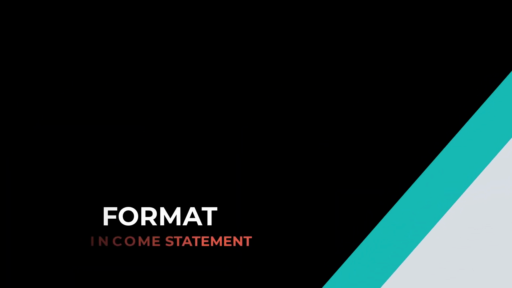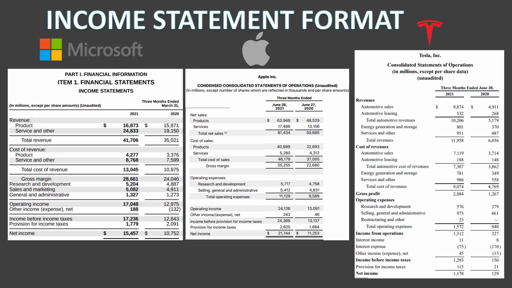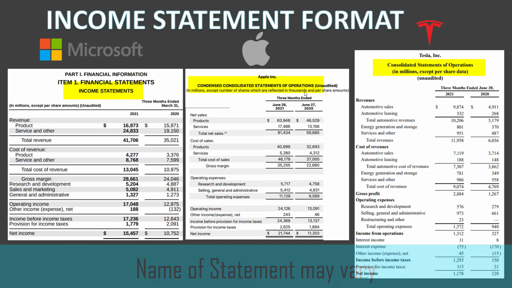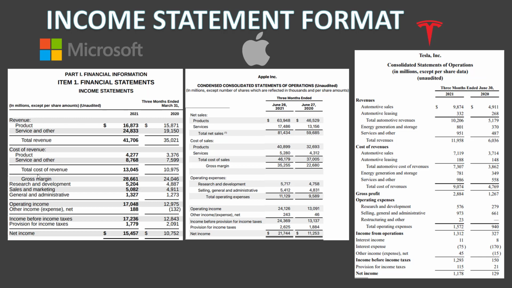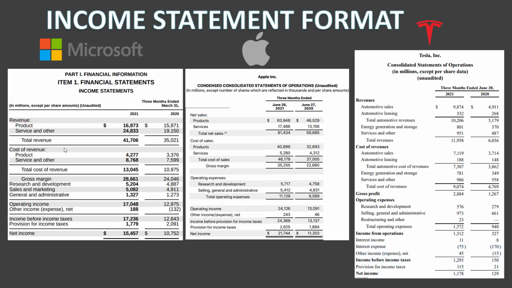Now let's quickly look at some of the differences between the different income statements. The name of the statement itself may vary. Microsoft calls it income statement, whereas Apple and Tesla both call it consolidated statement of operations. The names of the different sections may also vary. Microsoft calls it revenue, Apple calls it sales, Tesla calls it revenue. Microsoft calls it cost of revenue, just like Tesla does, but Apple calls it cost of sales.